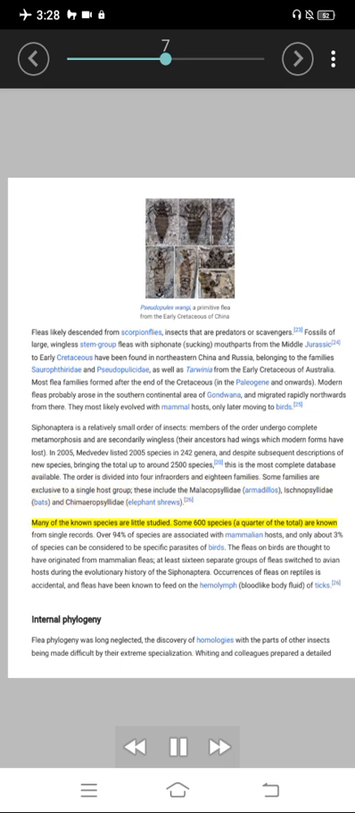Some 600 species, a quarter of the total, are known from single records. Over 94% of species are associated with mammalian hosts, and only about 3% of species can be considered to be specific parasites of birds. The fleas on birds are thought to have originated from mammalian fleas. At least 16 separate groups of fleas switched to avian hosts during the evolutionary history of the Siphonaptera. Occurrences of fleas on reptiles is accidental, and fleas have been known to feed on the hemolymph, blood-like body fluid, of ticks. Internal phylogeny.